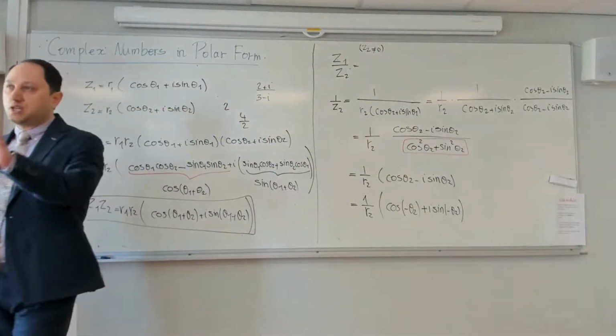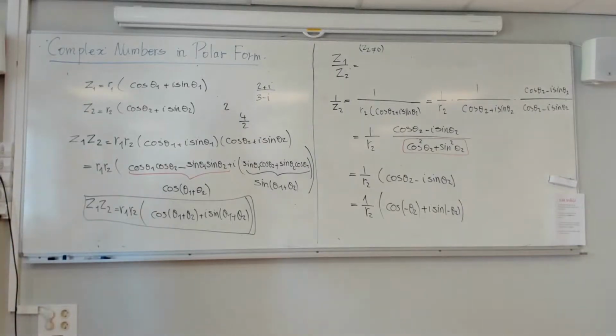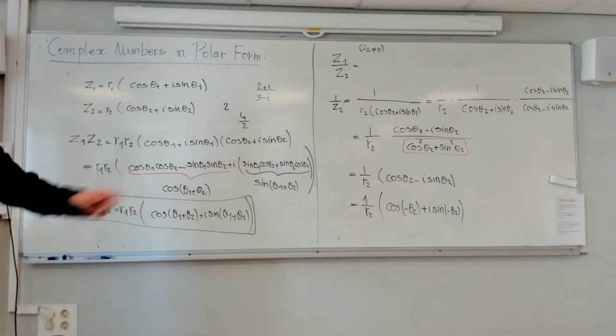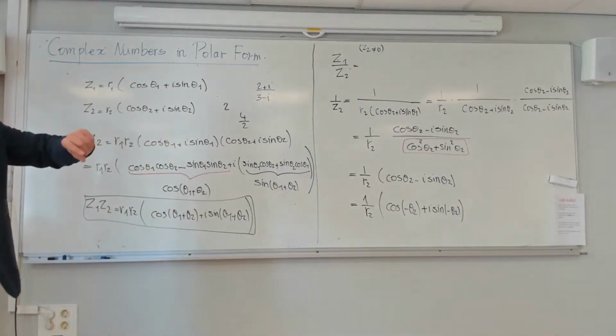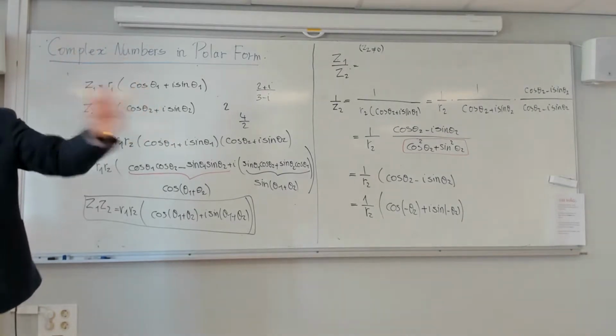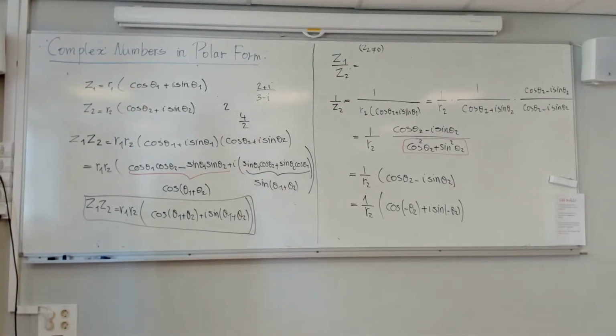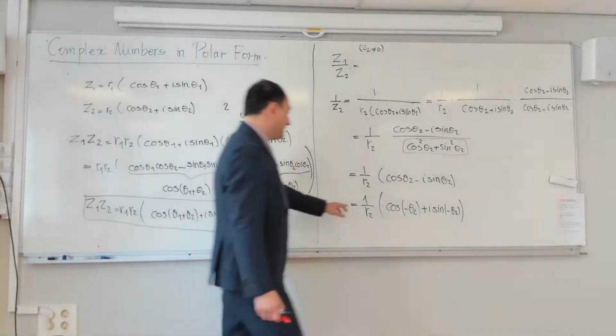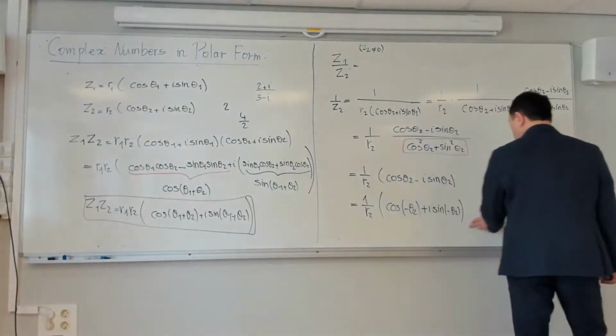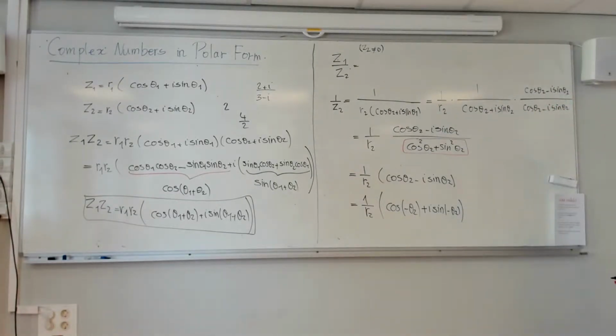Do you remember cosine of minus alpha is equal to cosine of alpha? But sine of minus alpha is minus sine of alpha. Is that understandable? That is something we had in trigonometry. Now, what is happening? Can I say that this is more or less the polar form?